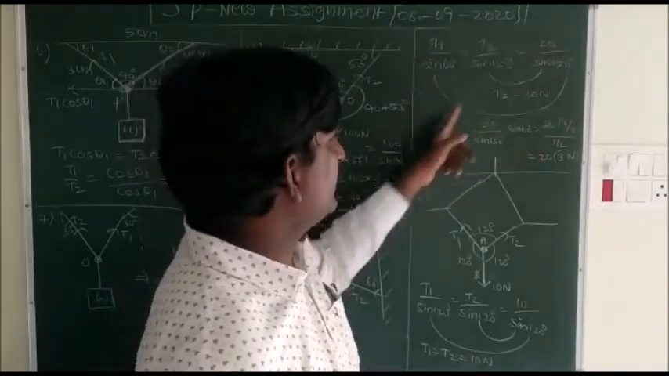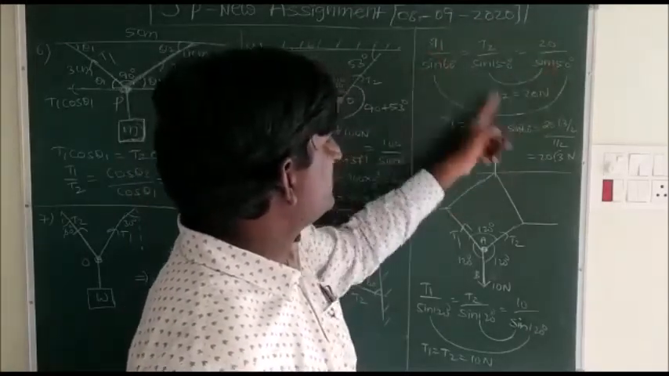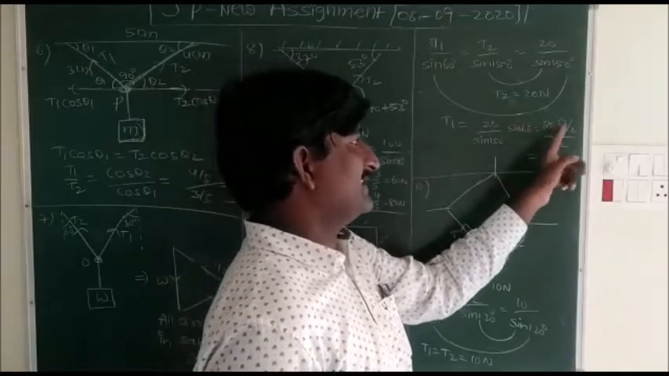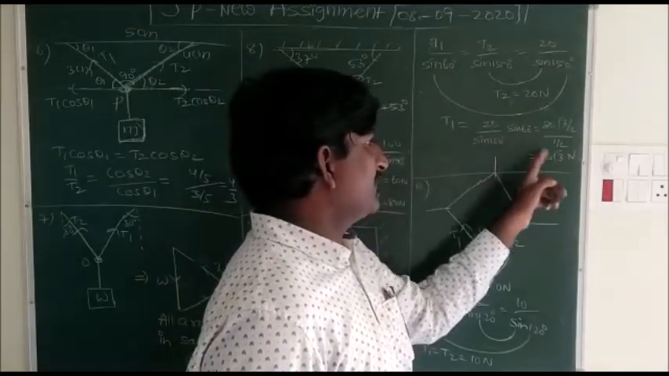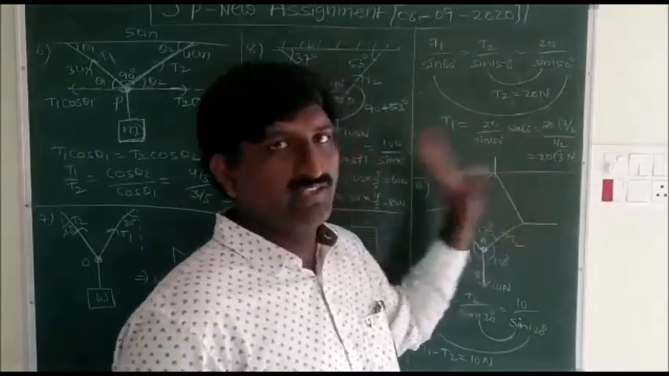First one and third one you can equate. So T1 is equal to 20 by sine 150 degrees into sine 60 degrees. So 20 into sine 60 degrees, which is root 3 by 2. Sine 150 degrees is cos 60 degrees, 1 by 2. So it is 20 root 3 newtons.